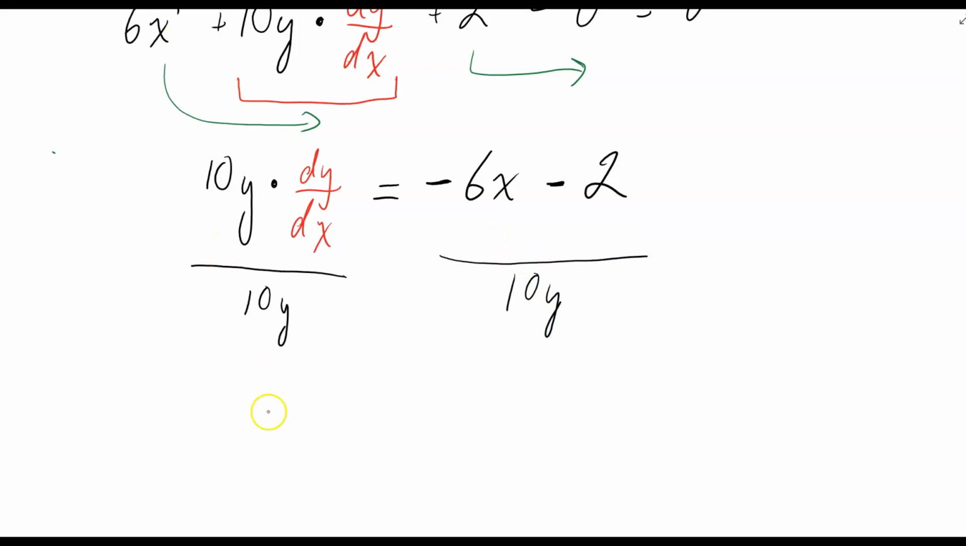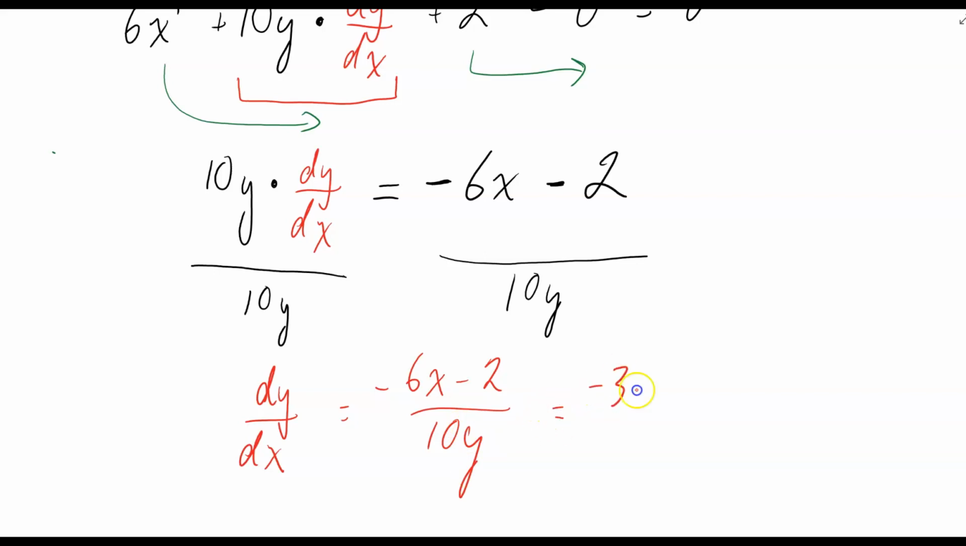Okay, so dy by dx equals minus 6x minus 2 over 10y. If you want to reduce, each of those is divisible by 2. You could do that. You might want to bring the negative out, but you know what? You can just leave it like that. Okay, so that's what needs to happen.